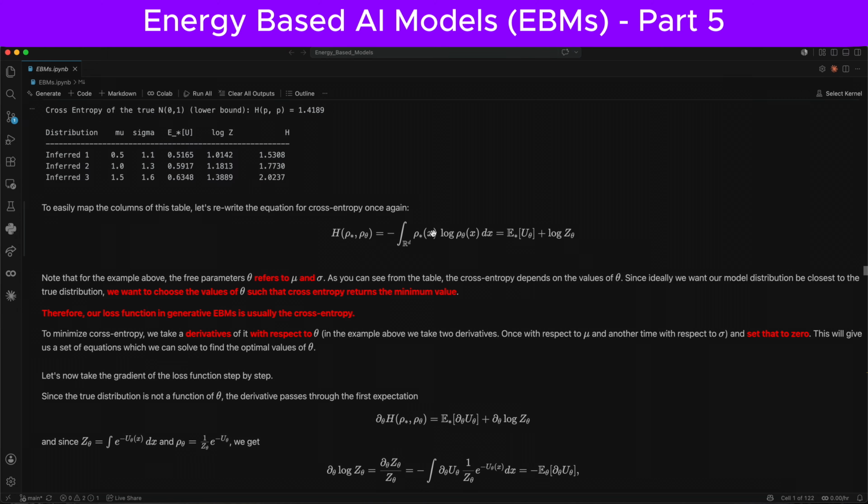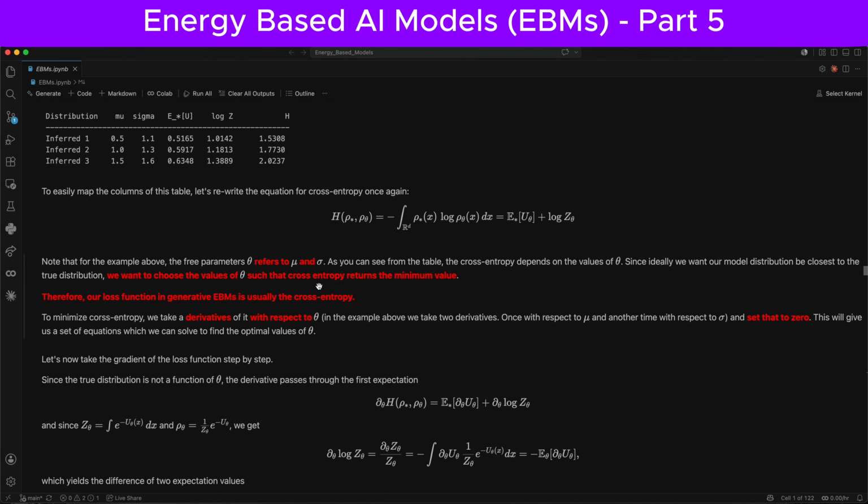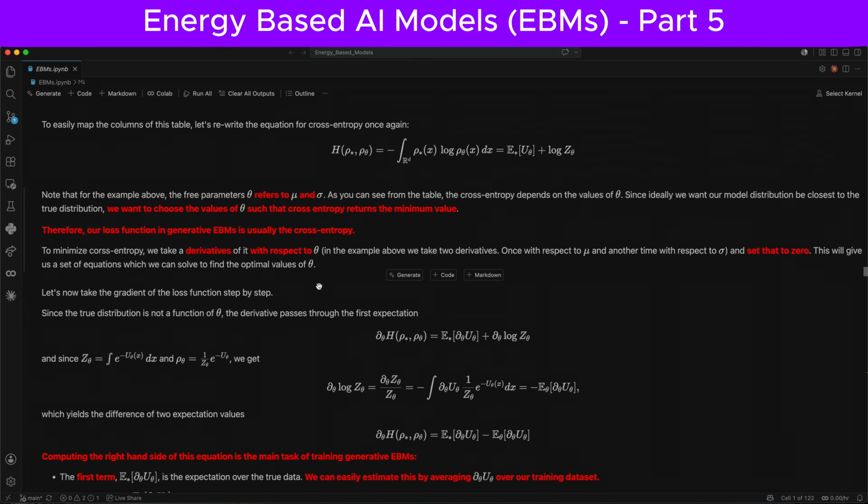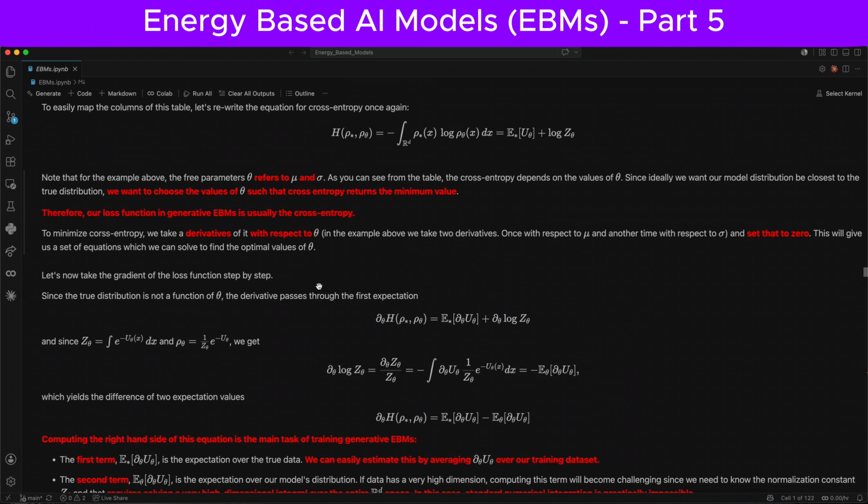To minimize the cross-entropy, we take derivatives of it with respect to theta. In the example above, we take two derivatives, once with respect to mu and another time with respect to sigma, and we set them to 0. This will give us a set of equations which we can solve to find the optimal values of theta. Let's now take the gradient of the loss function step by step.